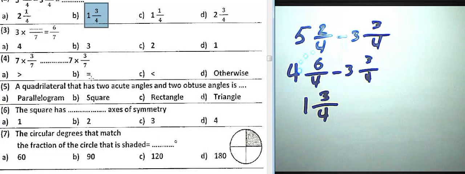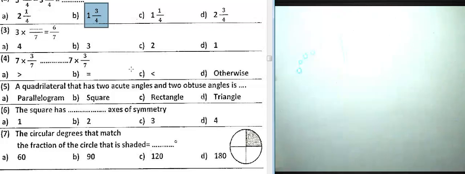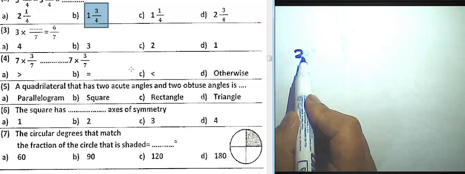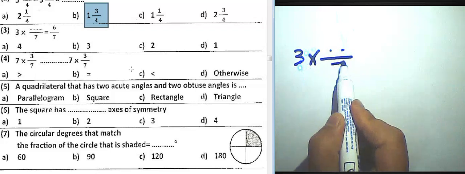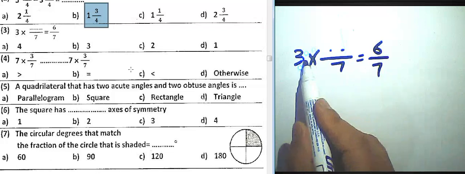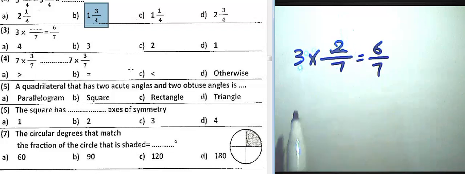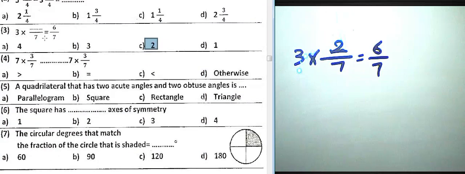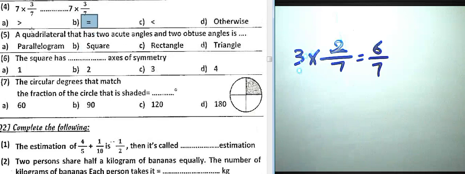Letter B. Question number 3. 3 times space over 7 equals 6 over 7. 3 multiplied by space over 7 equals 6 over 7. 3 times 2 equals 6, right to here. 7 times 3 over 7 and 7 times 3 over 7 will be equal because we have the same number. Question 5. A quadrilateral that has 2 acute angles and 2 obtuse angles, we call it what?